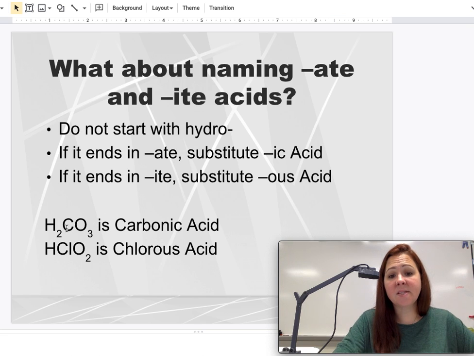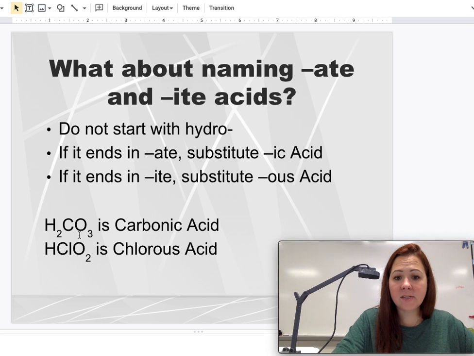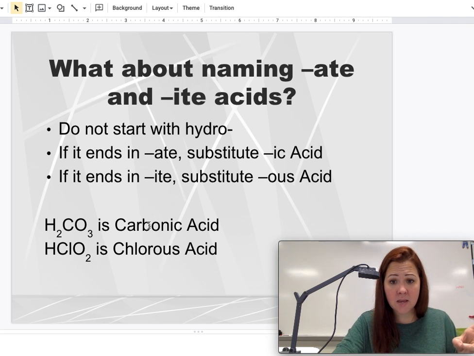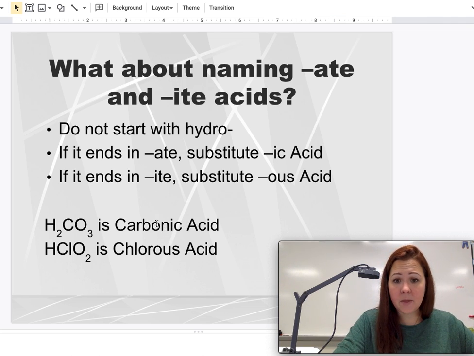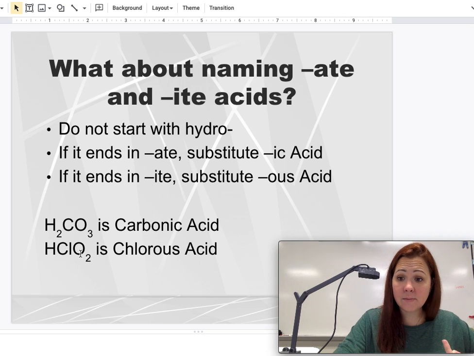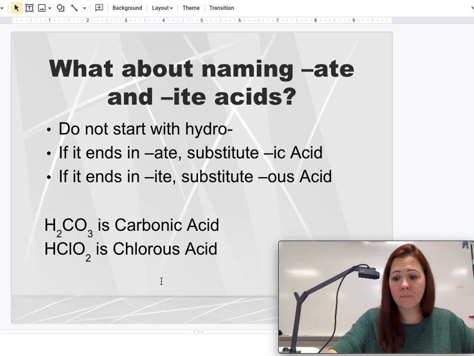So down here, this CO3, when you find it on your polyatomic ion chart, is called carbonate. With that carbonate, you just take away the ATE and it becomes IC, so carbonic acid. ClO2, when you find it on your polyatomic ion chart, is called chlorite. With ClO2 being chlorite, you take away the ITE and you put in OUS. So this is called chlorous acid.